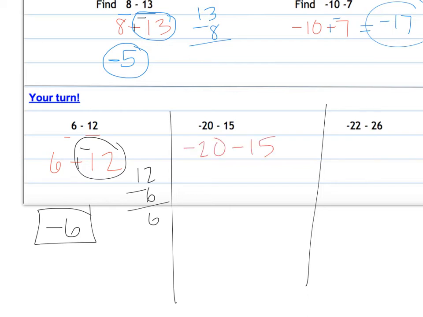So -20 minus 15. Add the opposite. Two negatives, keep the sign. Add the absolute value. 20 and 15 is 35. Negative 35.